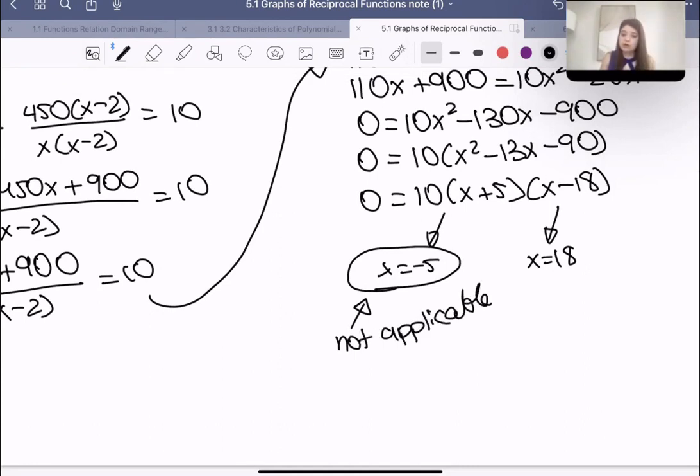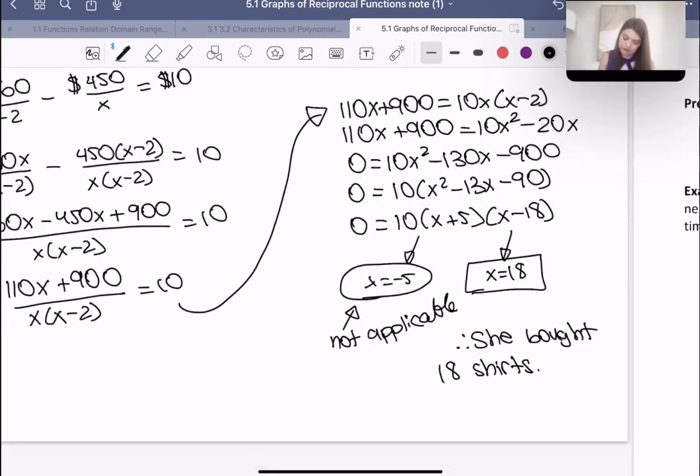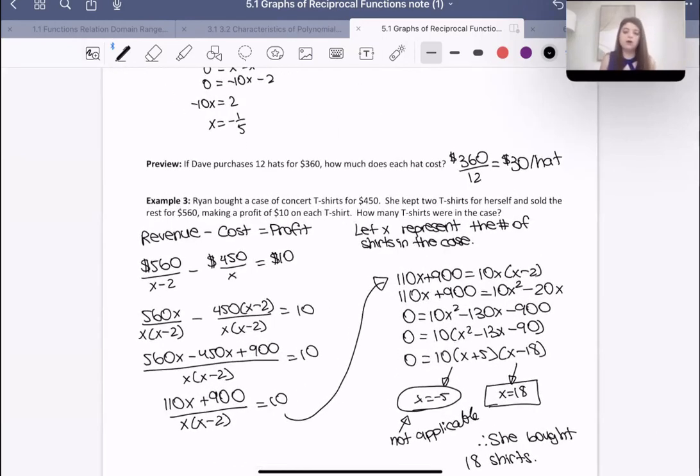Okay, so therefore x equals 18 is the correct answer, and therefore she bought 18 shirts originally. So there we go. Awesome.